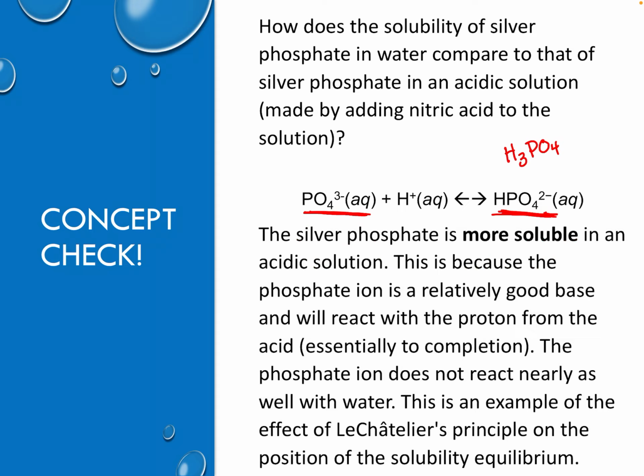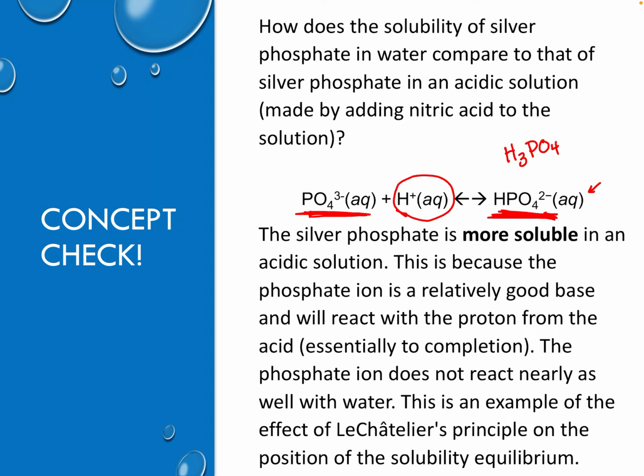So the silver phosphate is more soluble in an acidic solution because the hydrogen can go and react with this phosphate and make this ion. And as we do that, that means the phosphate is being removed from solution. So as we are removing phosphate, more of that solid can dissociate, and so we are getting more and more of it dissolving, which means it has a greater solubility. Okay, so this is how pH is affecting these.